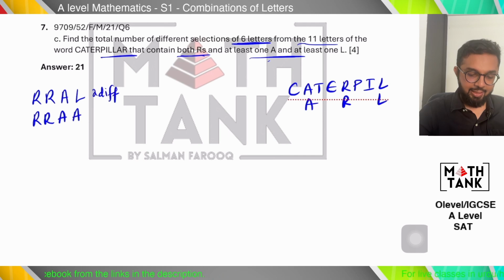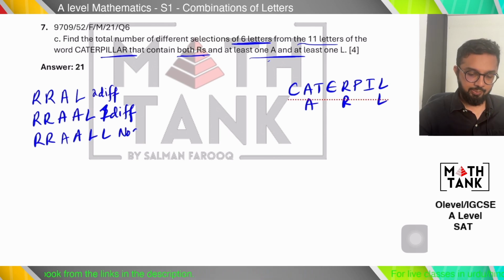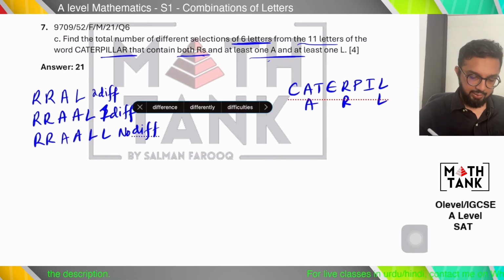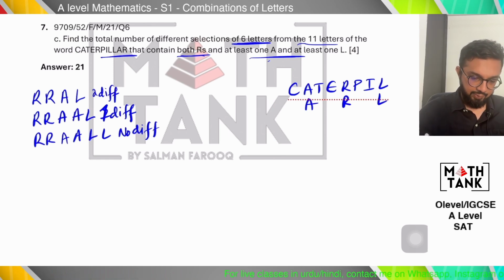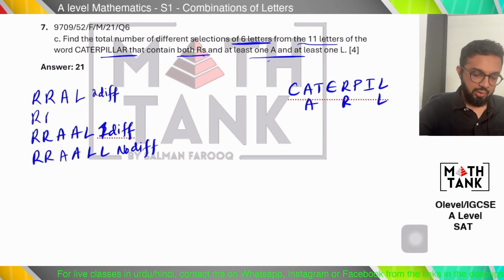or L, and one different, or A, L, and one different. No different, zero different. And I think I'm left with one case which I should have done before. Let's write that here. R, and L. So one different.